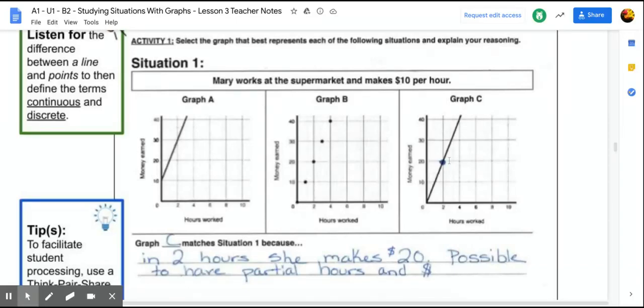Situation 1, graph C best matches situation 1 because in 2 hours she makes $20. Possible to have partial hours and money.